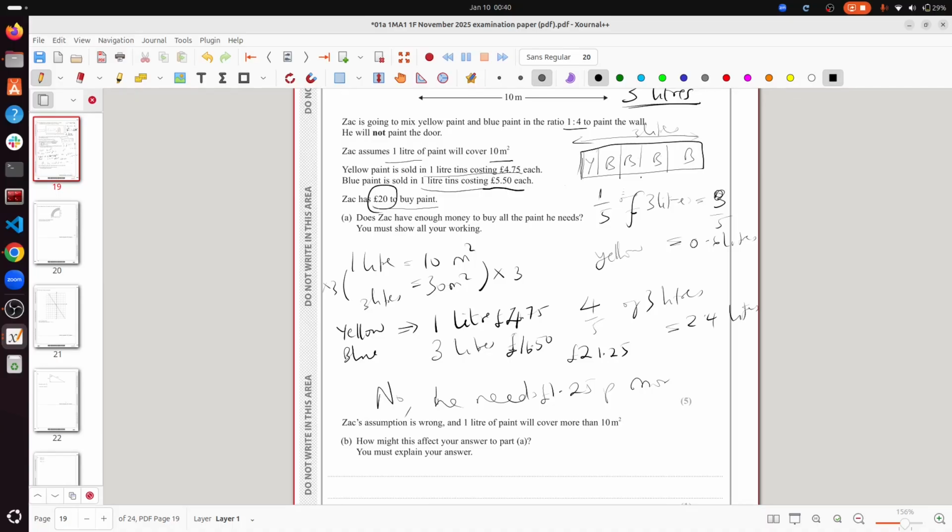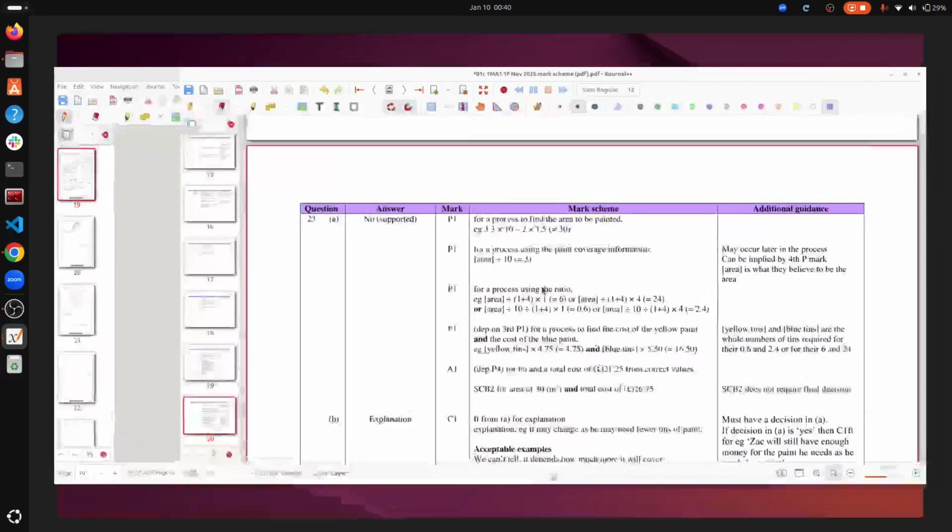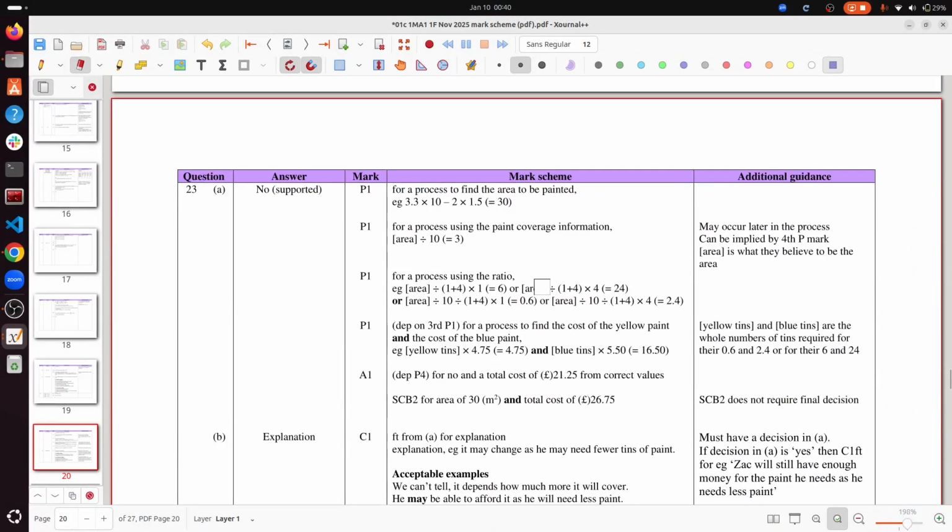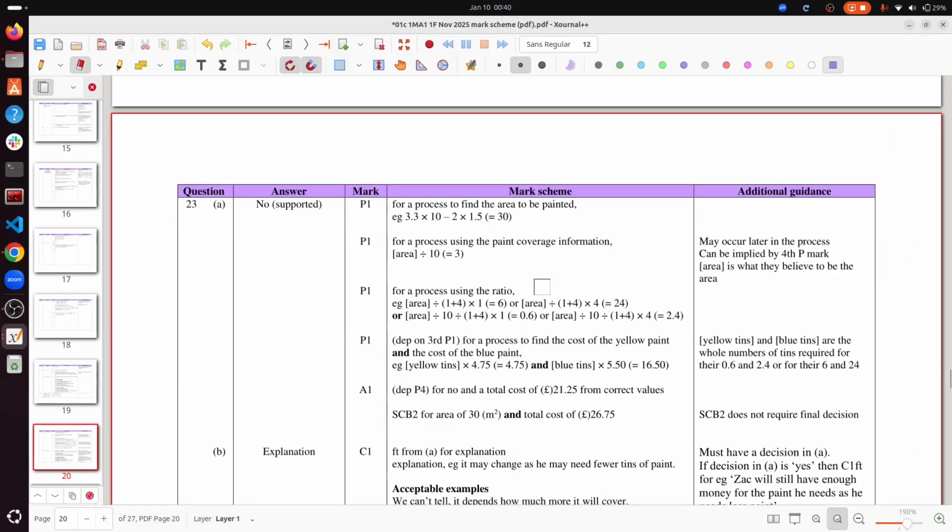So if I was to check the mark scheme and see what would have happened there, it says there for process. Okay, I'm not going to read all of that, but you can see the answer mark for no and a total cost of that from correct values. That's where you get your marks from.